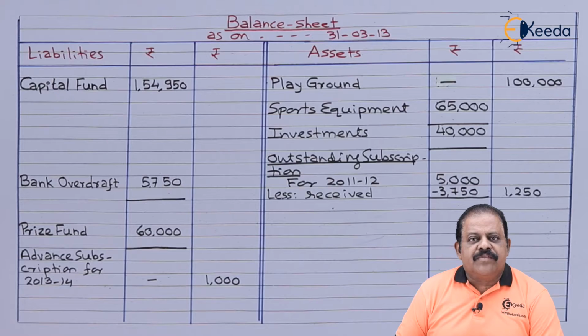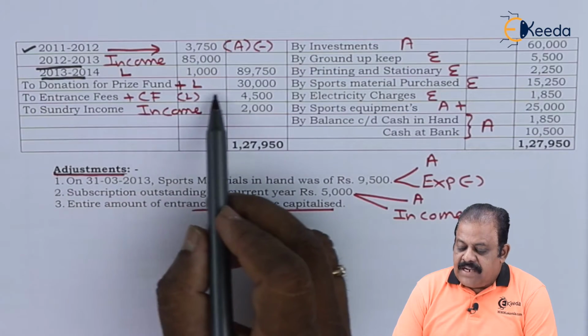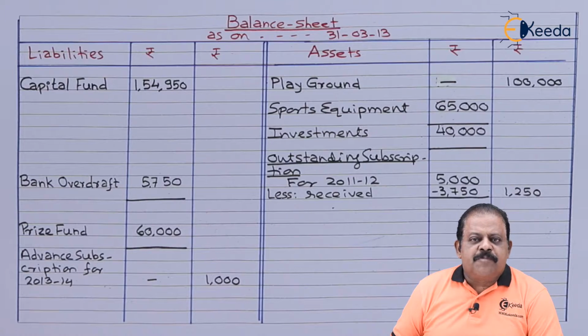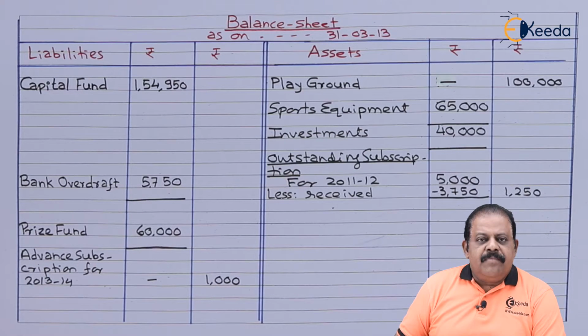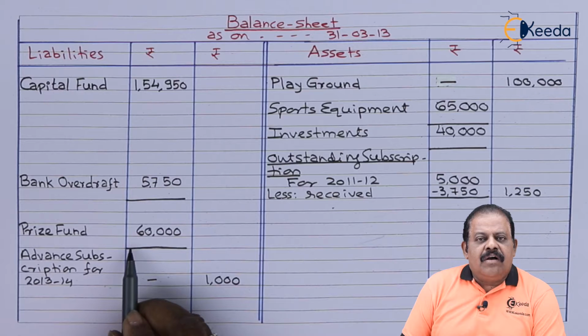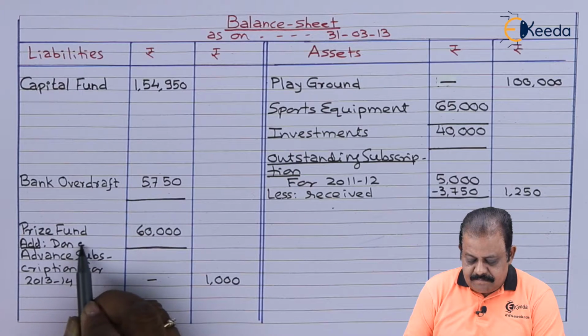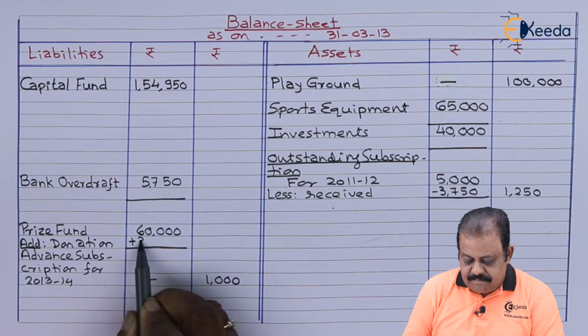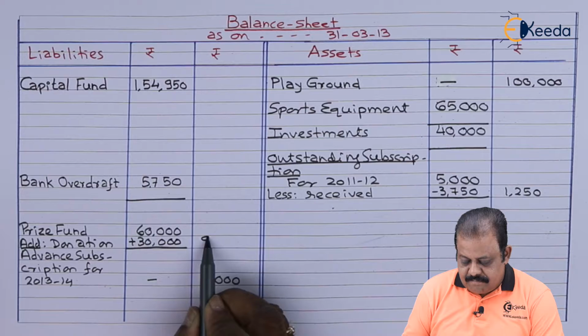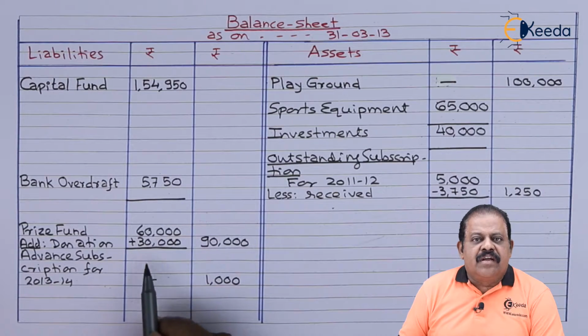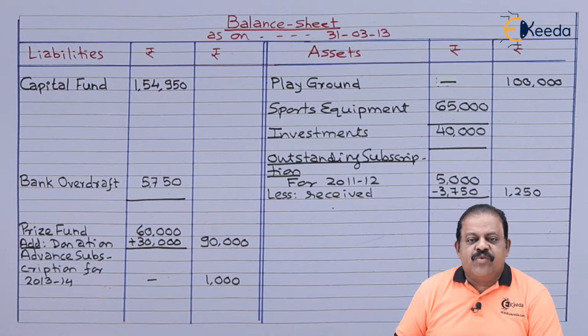Next we have donation for prize fund received 30,000. This is contribution towards specific fund. This will be added to prize fund on liability side. We added donation 30,000 here. Now it has become 90,000.